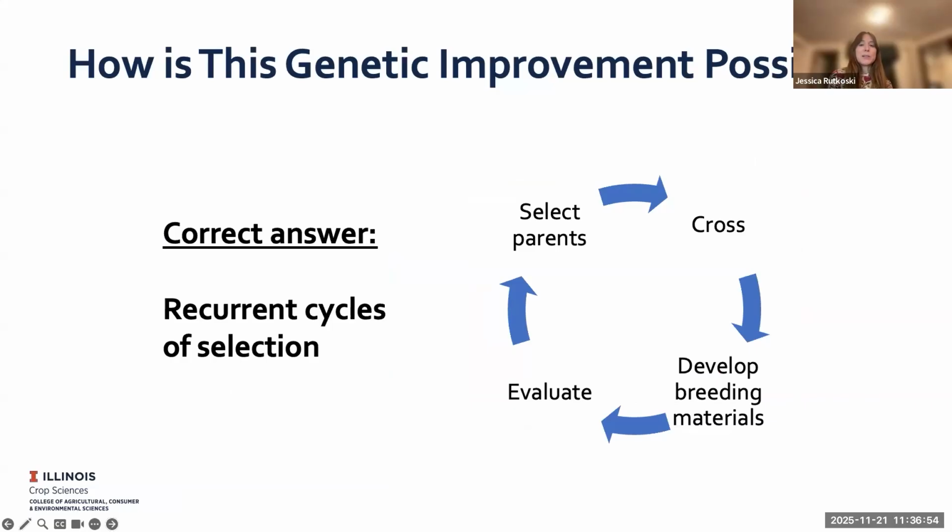And so what that entails really is a pretty not sophisticated process of selecting parents, individuals in a population, intermating them together, developing a new population, or what we call breeding materials, evaluating those materials, and then selecting the best ones again, and repeating the process. So really a rather simple process, much simpler than, say, genetic or transgenic modification, but a really important process, because that's really the foundation for all the improvement that we know today.